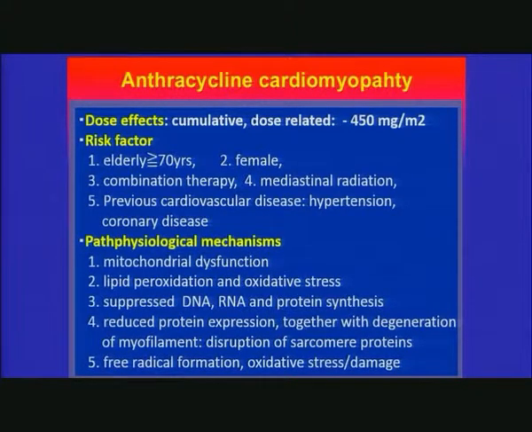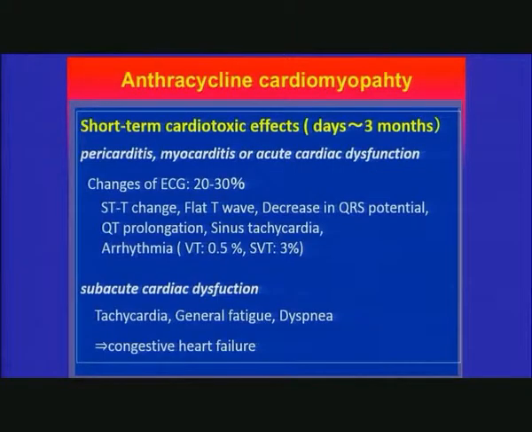And the pathophysiological mechanism is based on the oxidative stress induced by anthracycline. So the mitochondrial dysfunction, lipid peroxidation, and oxidative stress suppress DNA, RNA, and protein synthesis. They reduce protein expression together with degradation of myofilament, disruption of sarcomere proteins, and most important, the free radical formation, and oxidative stress and damage. This causes irreversible change of the myocyte.